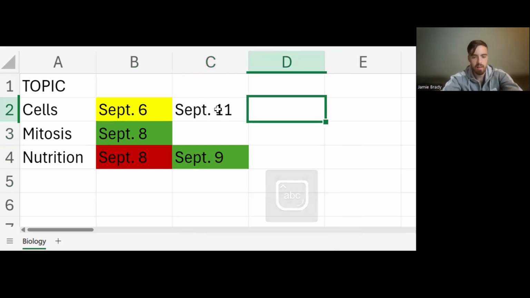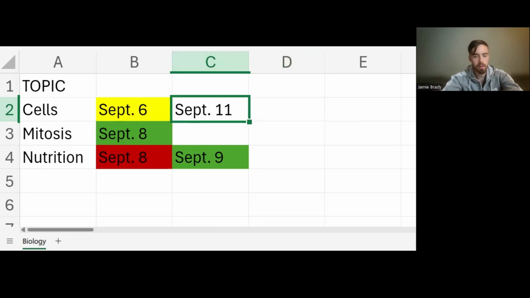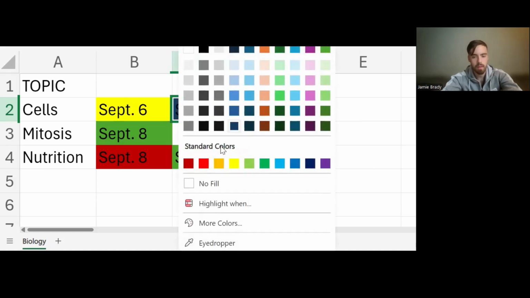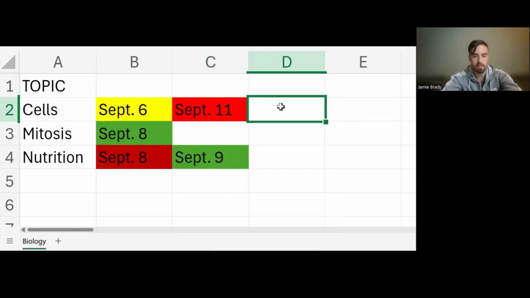And let's say that cells went very well this time. Or actually, no, let's say that cells went terrible. If cells went terrible, then that means I'm going to study cells next, and so on, so on, so on.